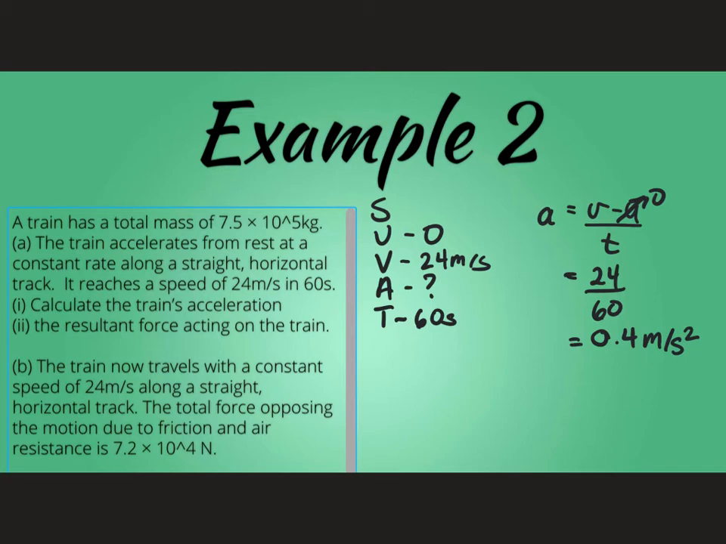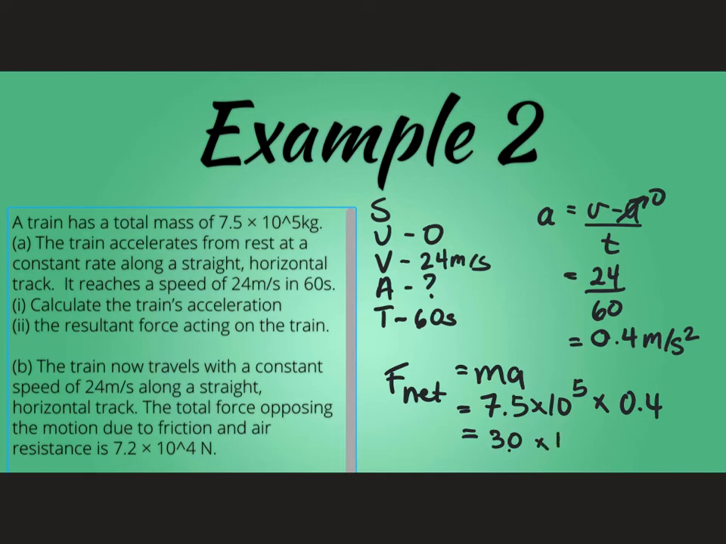Now, we need the resultant force. Remember, the resultant force is also called the net force, the unbalanced force, the overall force. They all really mean the same. And that equation, F net equals ma. So again, let's put in our value, 7.5 times 10 to the power of 5 times my acceleration. I pick up my calculator, and I get 3.0 times 10 to the power 5 newtons.